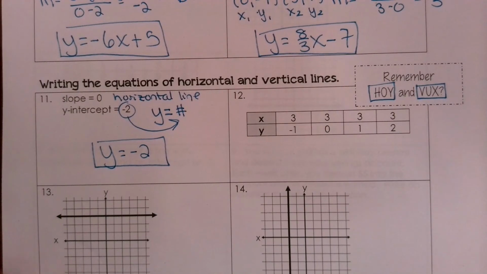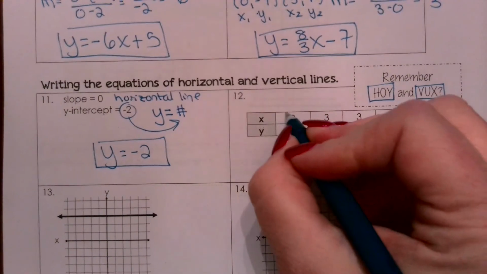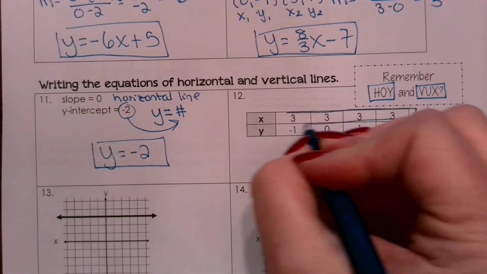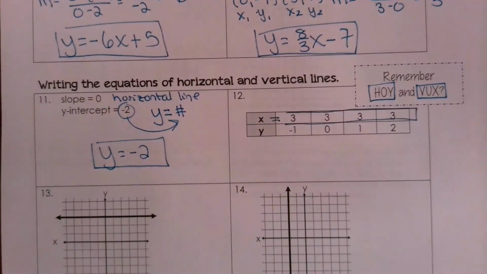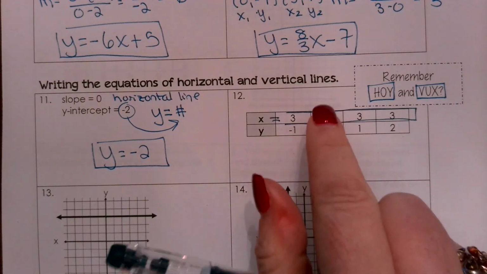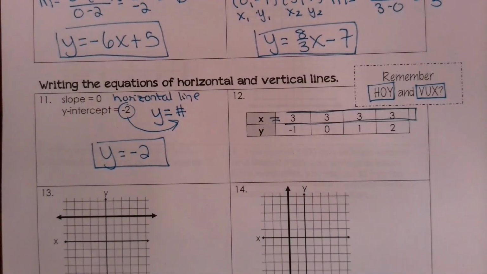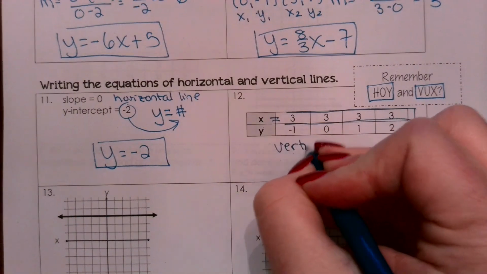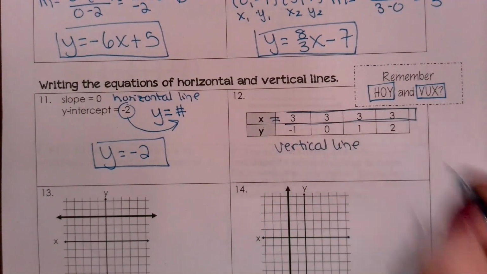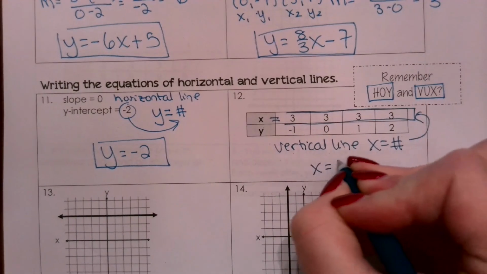Let's look at this next one. Well, I have a lot of values for y, but I'm going to notice that my x is the same value. When x is the same value, if I'm thinking about slope, my denominator, the change in y over the change in x, is going to be 0. If I have 0 as a denominator, that is an undefined slope. It's a vertical line. And vertical lines are x equals a number, and that number is 3.